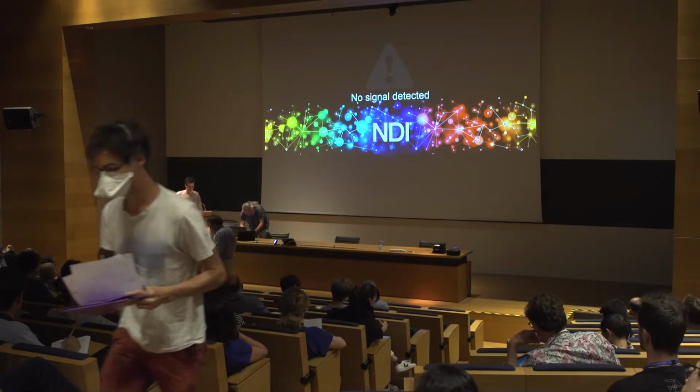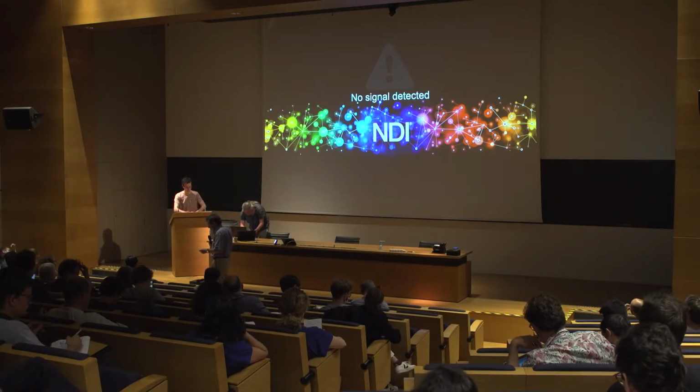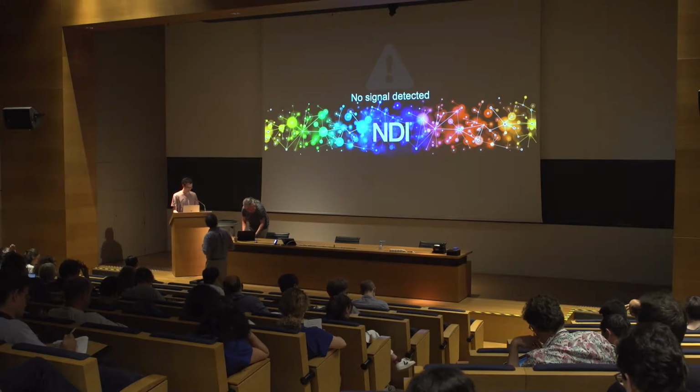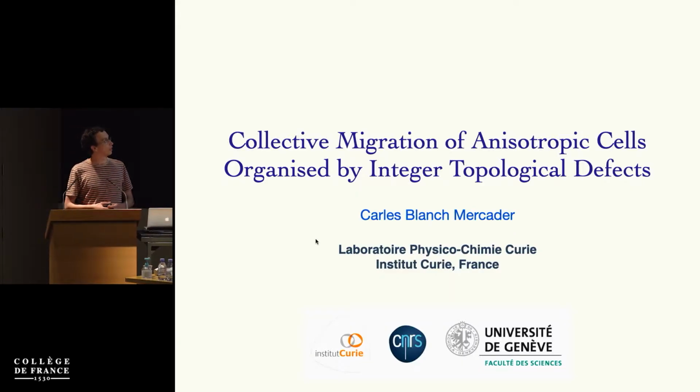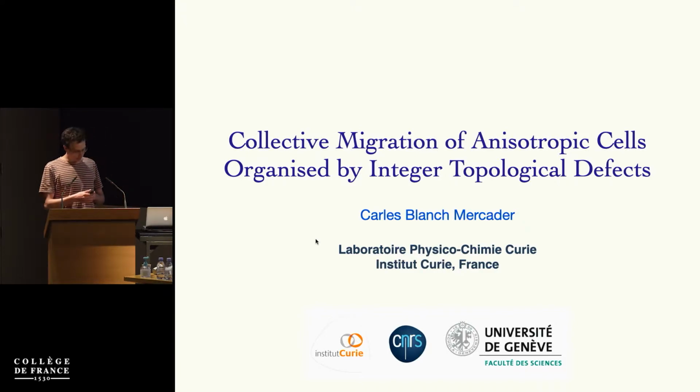Collective migration of anisotropic cells organized by integer topological defects. First of all, I would like to thank Jean-Francois and Thomas for putting together this nice conference. Today I would like to talk about a mode of collective cell migration that has to do with anisotropic cells and is mediated by integer topological defects.